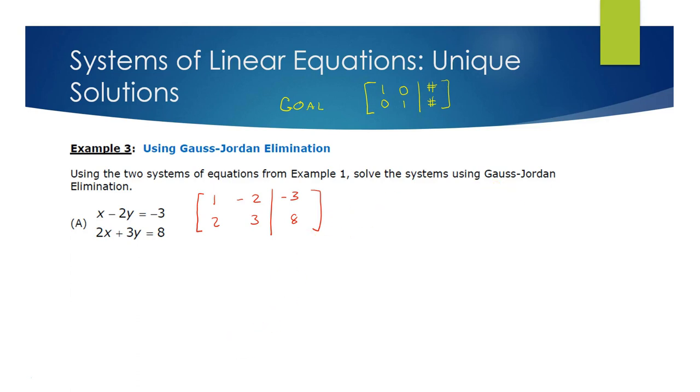So I want column 1 to get this 1, 0 look to it. I have the 1, and I want a 0 down here. The row operation I am typically going to use to get a 0 in the position I need is to replace the row I'm looking at, in this case row 2, with a multiple of any other row in the matrix.